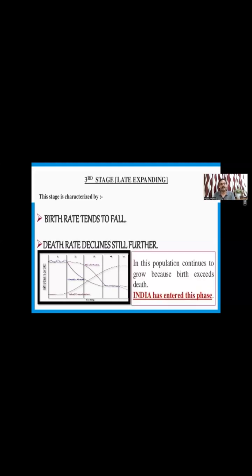The third stage is known as late expanding. We have seen high stationary, then early expanding, and now we have reached the third stage, late expanding. Here, birth rate tends to fall. There is a slight decrease in the birth rate. Remember the term: a slight decrease, or a tendency to fall. Birth rate tends to fall and death rate declines still further. So there is a larger decrease in the death rate and a slight decrease in the birth rate. As a result, the population continues to increase. The best example is India. Our country is in this phase right now.